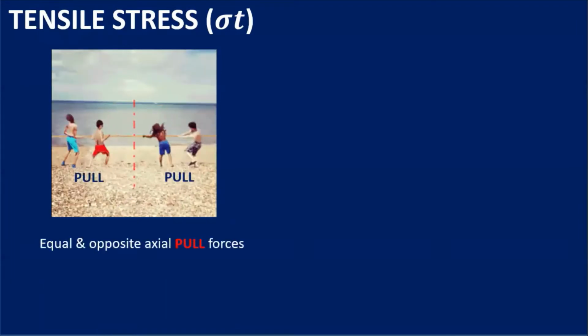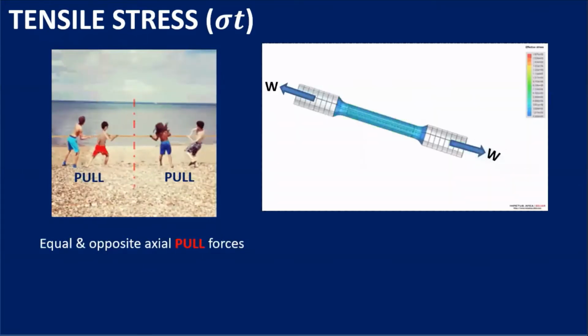Take a rope and pull it from its two ends with an equal and opposite force, due to which the internal stresses will generate and the rope will break. Let's go for another example.